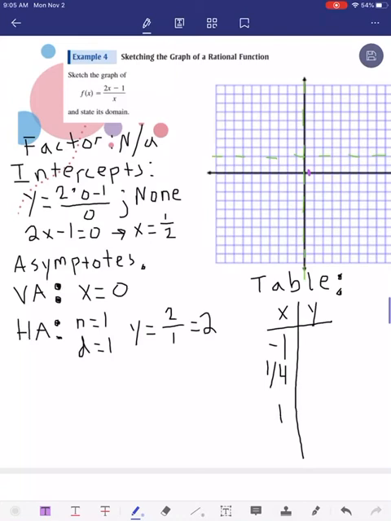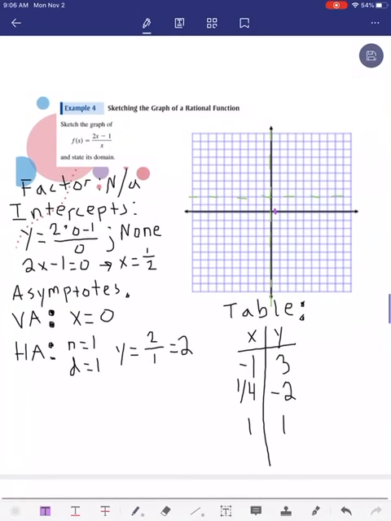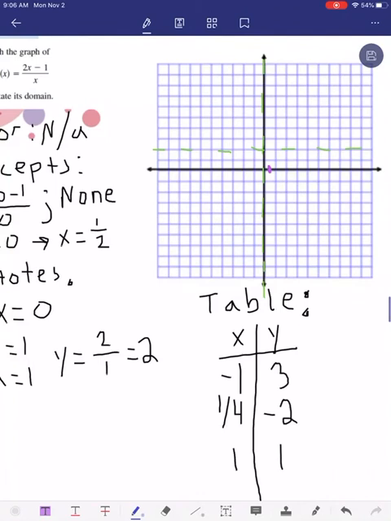So then we're going to plug those numbers into our original equation. So notice if we did 2 times -1, we would get -2 minus 1 gives us -3, divided by -1 would give us 3. If we plugged in 1/4 and simplified, we would get -2. And if we plug in 1 and simplify, we would get 1. Again, if you need to use your calculator, you're always welcome to use that. And then we're just going to plot those points on our graph.